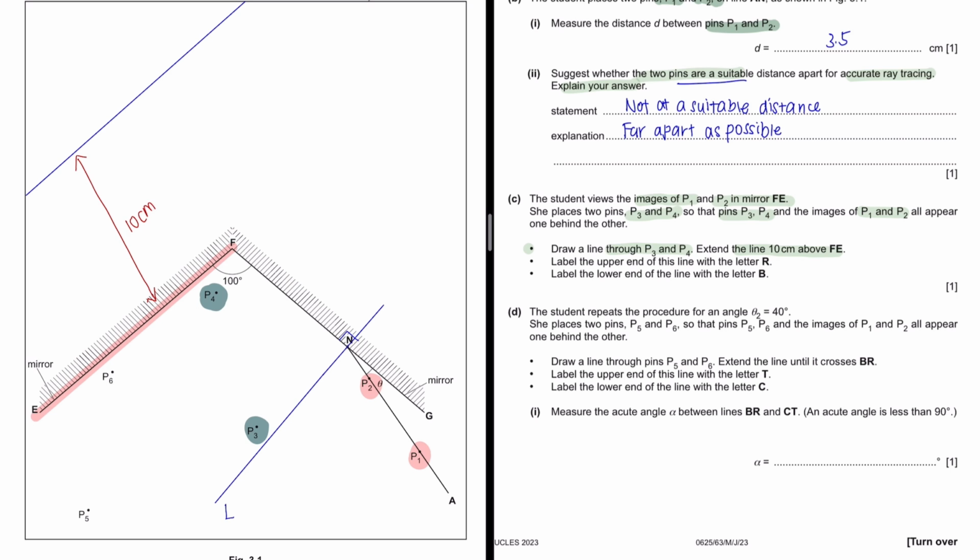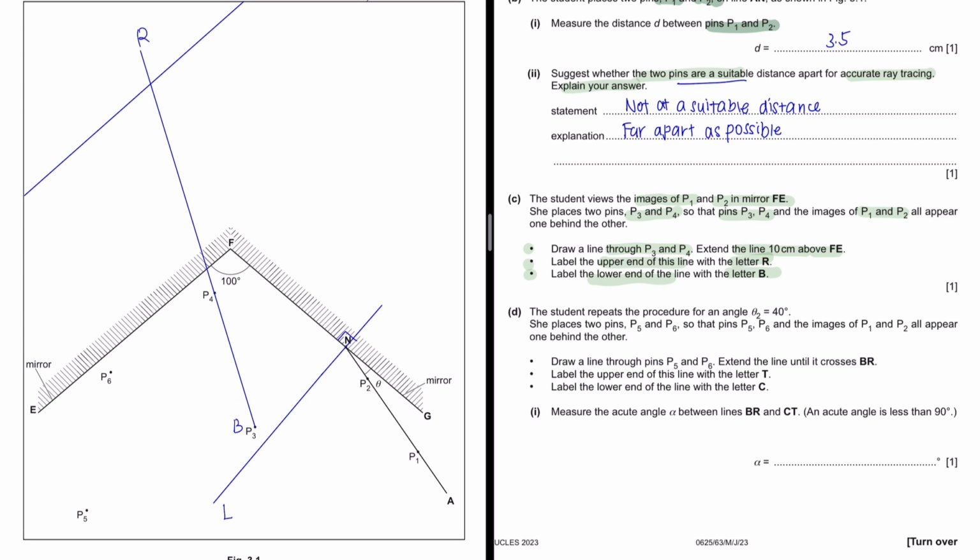Again, I'm not drawing this using a scale, so my drawing and the results might be a little bit off in the end. Now I'll draw a line through P3 and P4 and extend the line 10 centimeters above FE like this. Bullet point 2. Label the upper end of this line with the letter R. Bullet point 3. Label the lower end of this line with the letter B.